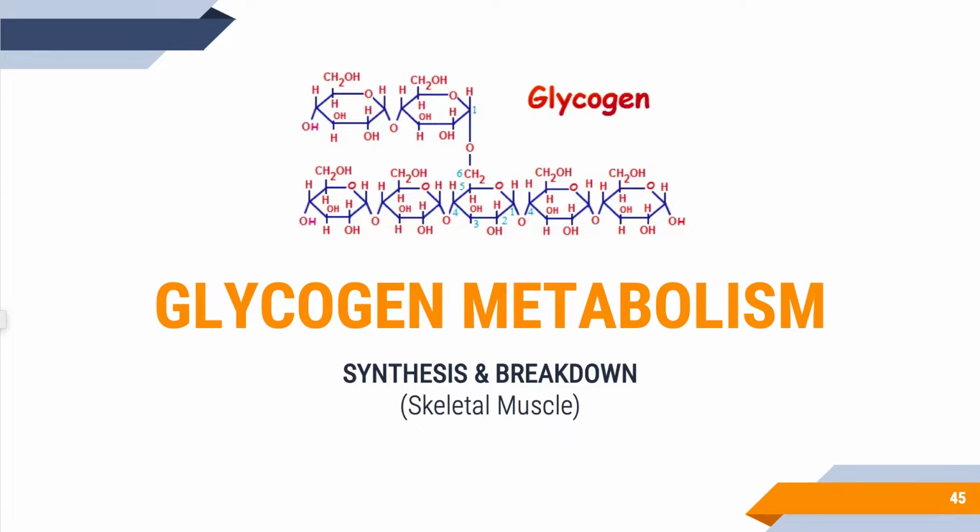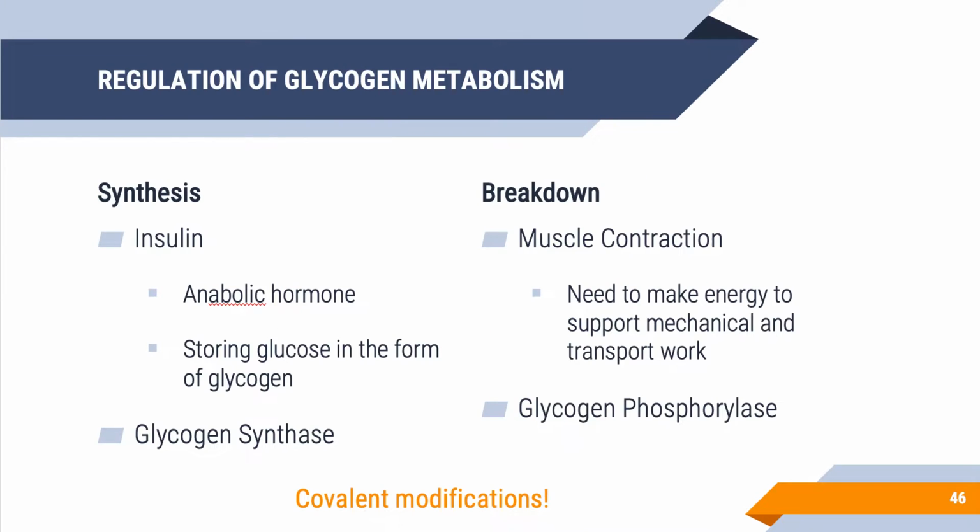So the back half of this lecture is going to focus on glycogen metabolism and how that relates to glycogen synthesis as well as glycogen breakdown within skeletal muscle. So when we're talking about the regulation of glycogen metabolism and we're thinking about glycogen synthesis, we're thinking about insulin. Insulin is an anabolic hormone, meaning that it's promoting the storage of glucose in the form of glycogen. The enzyme that facilitates this is glycogen synthase.